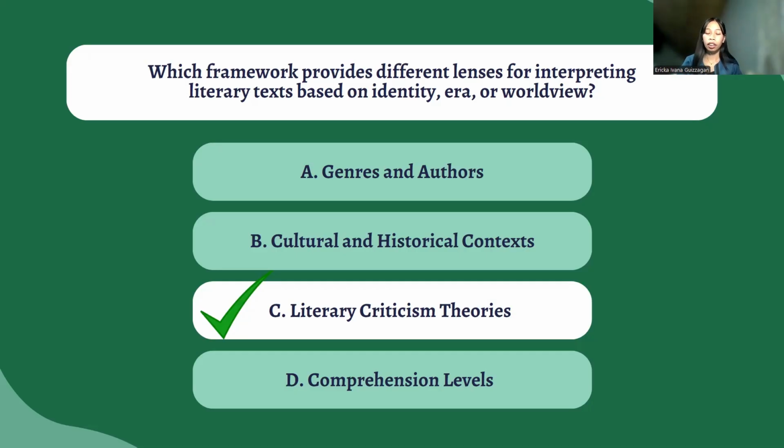And why are the others incorrect? First, letter A, genres and authors, because it refers only to the form and structure of the text, and it helps to set expectations during reading, but not critical interpretation based on identity or time. Letter B, cultural and historical context, is incorrect because it examines the background and environment influencing the text, but doesn't offer multiple theoretical perspectives. And lastly, letter D, the comprehension levels, because this framework helps only to guide levels of understanding and not interpretative approaches based on theory.